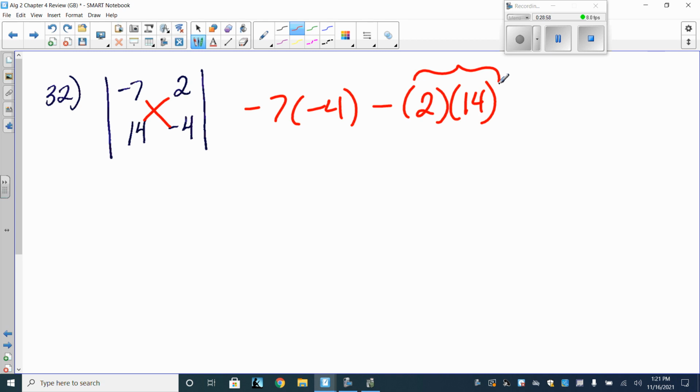Here, negative 7 times negative 4 is positive 28. Minus 2 times 14 is, and 28 minus 28 is 0. So the determinant of this matrix is, does this matrix have an inverse? No. Huh? For the 3 by 3? A little bit.